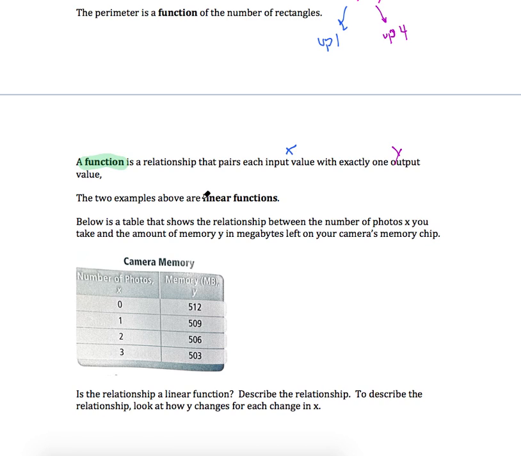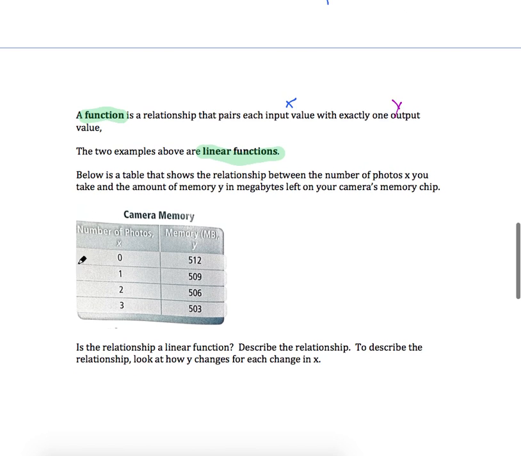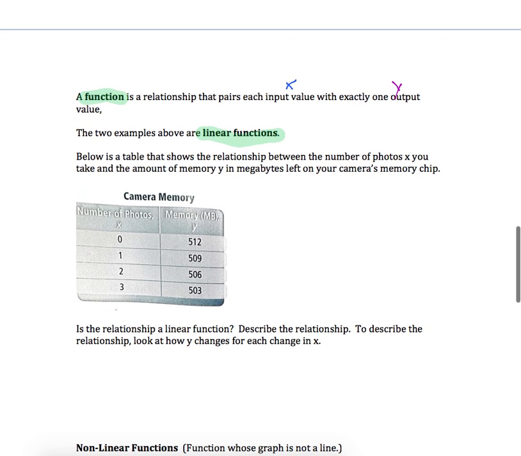And like we mentioned, the two above are linear functions. They would make a line if we graph them. So we have a table below, and it says the relationship between the number of photos you take and the amount of memory left on your camera. And it's asking, is this a linear function? We don't know if it is. We have to look for the pattern. So we look at each column separately, and we see if we can find that repeatable pattern.